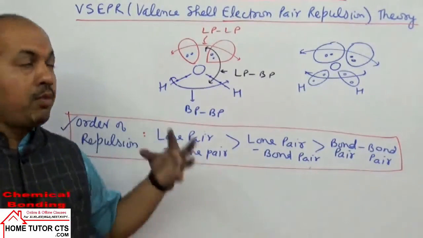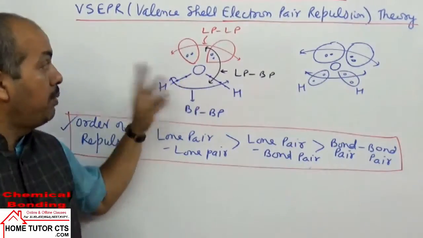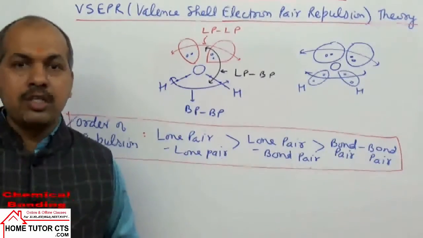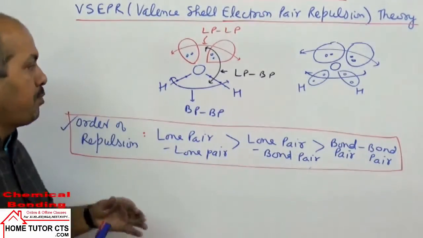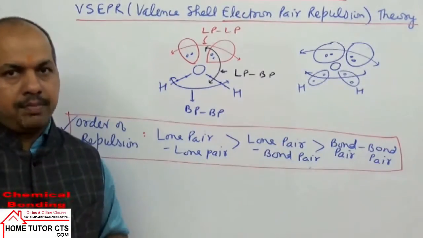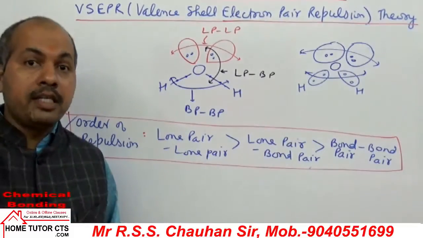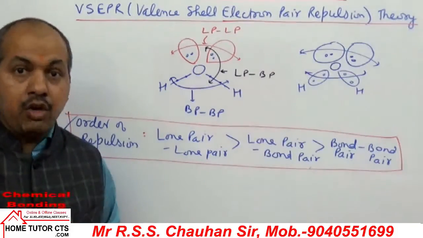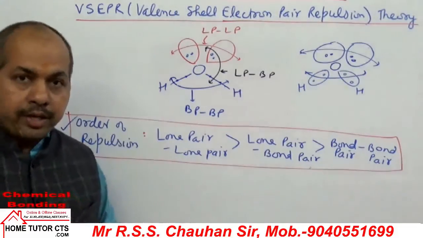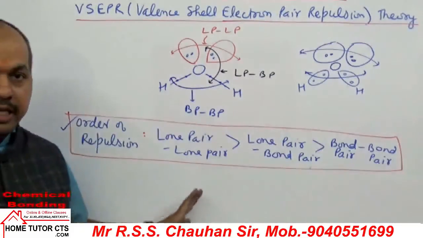What does the molecule do? The molecule will align or arrange the lone pairs and bond pairs in that geometry in which they will possess minimum repulsion among all electrons. And because they then have minimum repulsion, stability is highest for that geometry or configuration, and that is preferred to be acquired by the molecules. So I hope this point is clear.